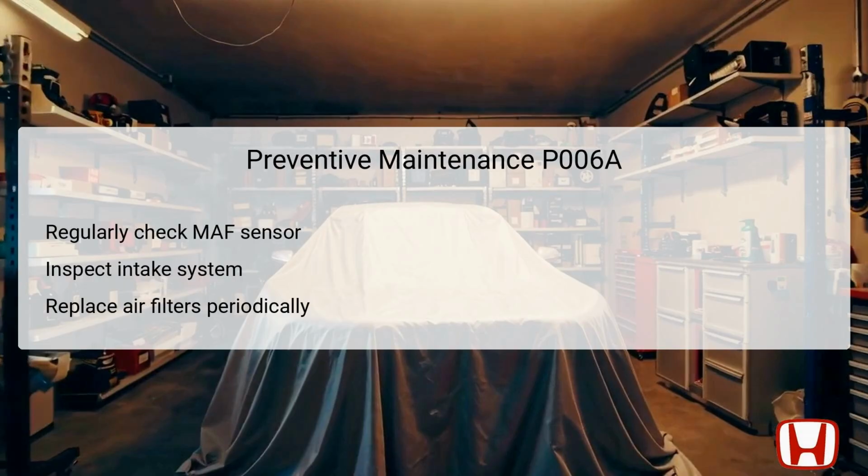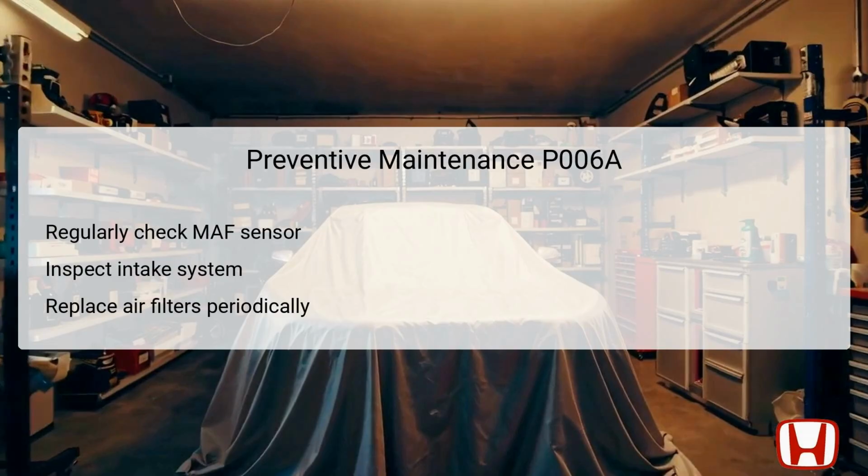To prevent the recurrence of a P006A error, regular maintenance is essential. It is advisable to routinely check the mass airflow (MAF) sensor at set intervals, ensuring it remains clean and functional. Regular inspections of the intake air system can help identify any potential leaks or obstructions that may affect overall performance. Furthermore, periodic replacement of air filters is crucial, as a clogged filter can restrict airflow and cause erroneous readings from the MAF sensor. Routine checks not only enhance engine efficiency, but also prolong the life of the engine and its components.